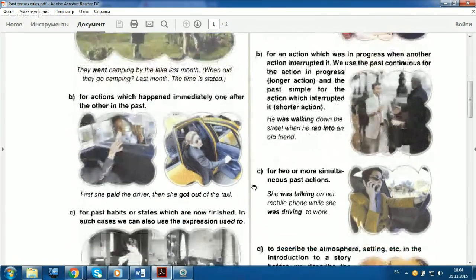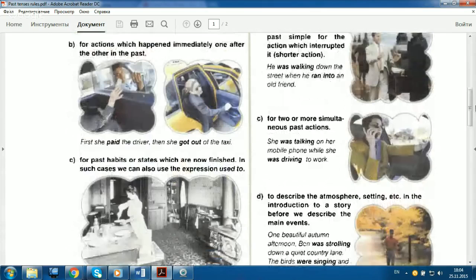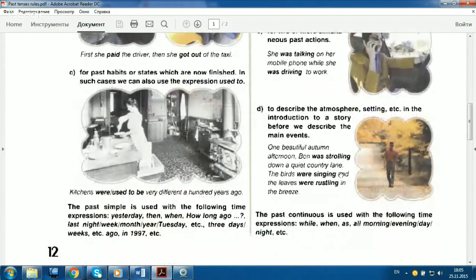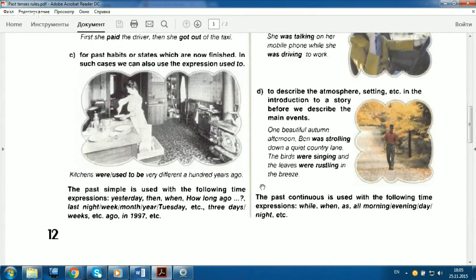The next one is for two or more simultaneous actions, that means that the actions were happening at the same time. She was talking on her phone while driving. It's not actually very safe. And the last one is when we want to describe the atmosphere, describing lots of actions which were happening at the same time. It's almost like the third rule, but with more actions, not only two. Let's move on to the next page.